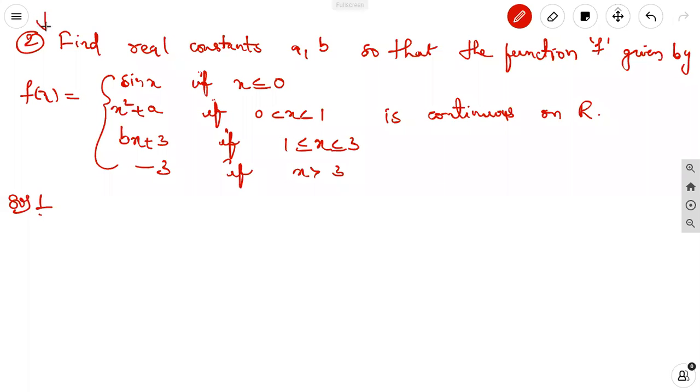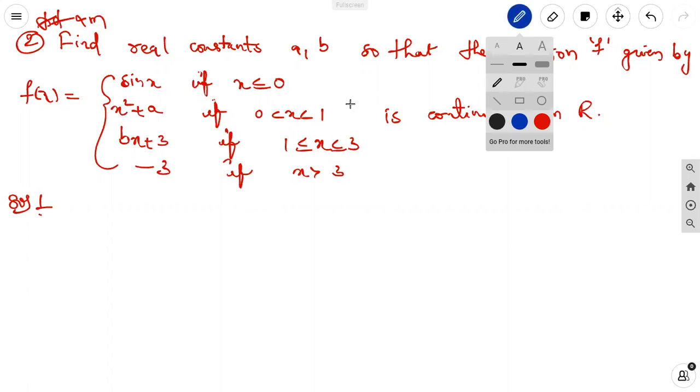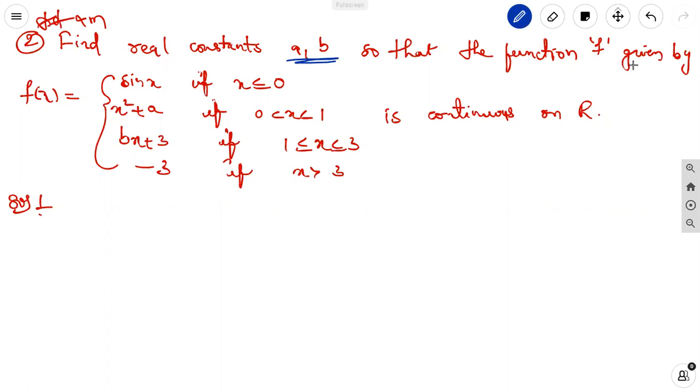It is a very, very important question. It will come in the 4 marks. The question is, find the real constants a, b so that the function f is given by f of x, for x less than 0, x greater than 0, the functions are sin x and x square plus a.